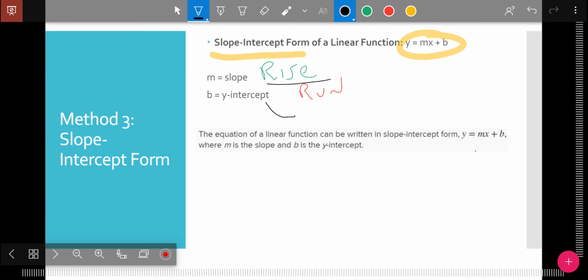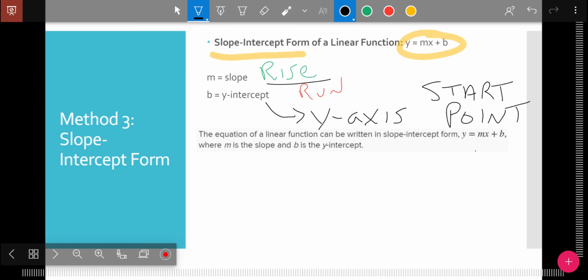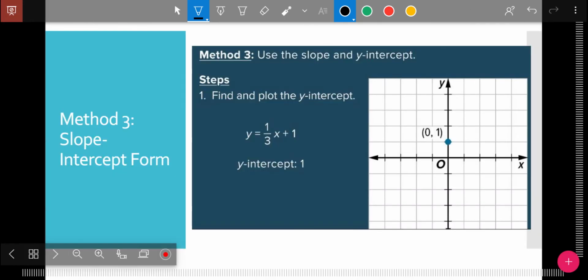And then the y-intercept is on the y-axis. And especially if you're bad at graphing, it's nice to think about that as my start point. So I want to start at some point on the y-axis. And so let's graph this equation right here, y equals 1/3 x plus 1. Well, the plus 1 is the b, so the y-intercept is 1. And so notice that's where they started the graph.